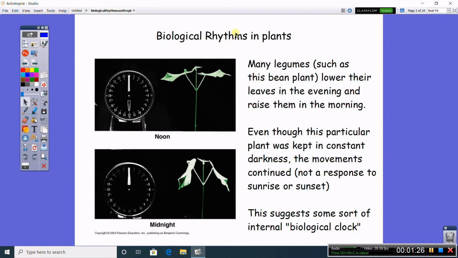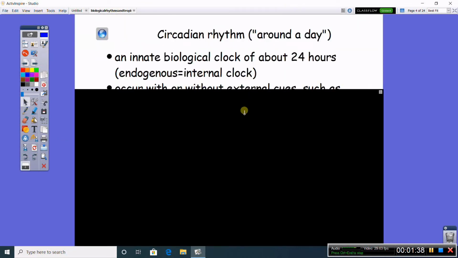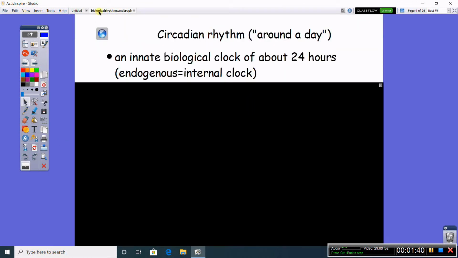So you've heard that term circadian rhythm before. Circadian means around a day. We're talking about that here today, but with plants. Okay, so let's remind ourselves what circadian rhythms are. I believe that's a TED Talk. I can post that for you in a little bit.